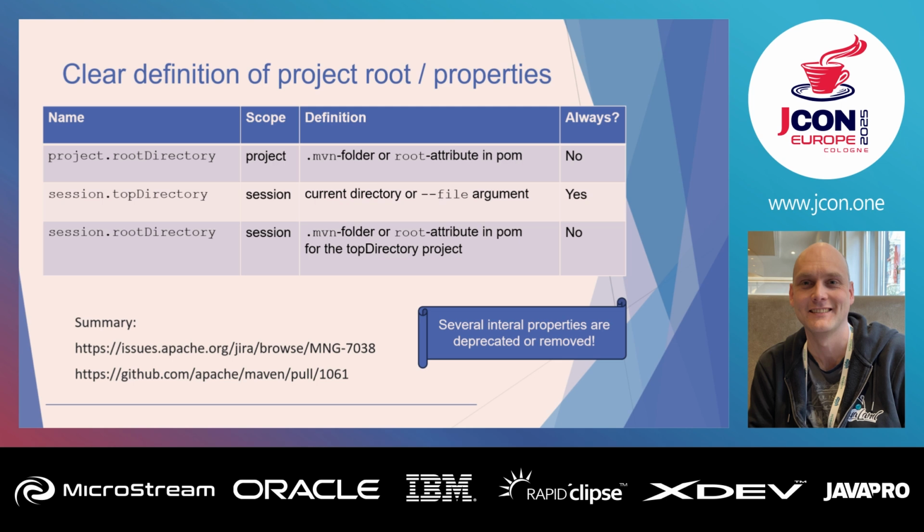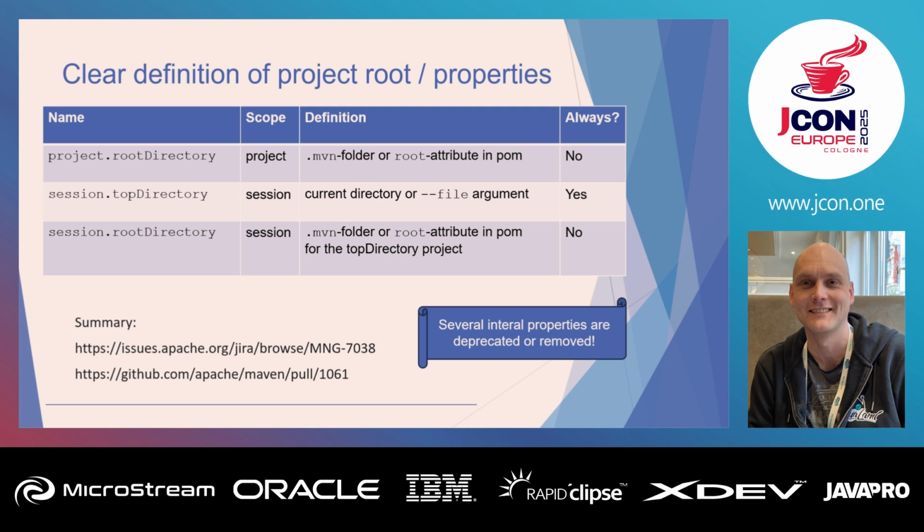And because Maven doesn't know if you have a .maven folder, or can't ensure that you created a .maven folder or set the root attribute, the root directory variables, or properties, are not filled with a value. While on the other side, if you call your Maven, Maven always has a starting point, and so the top directory variable will always have a value.